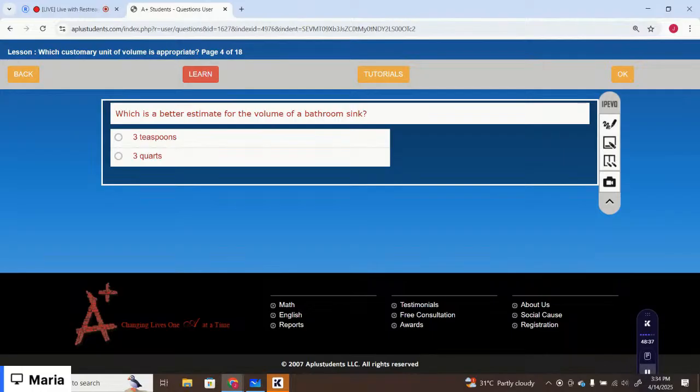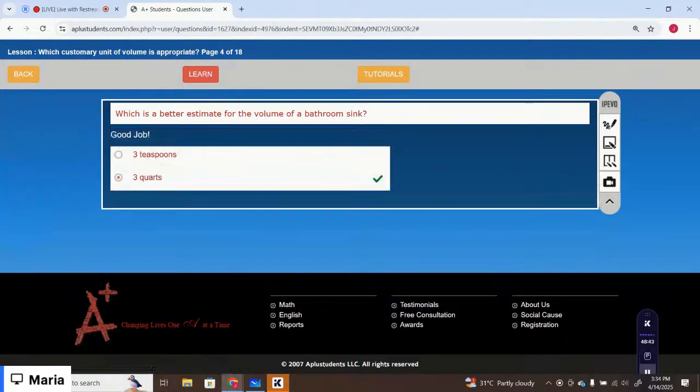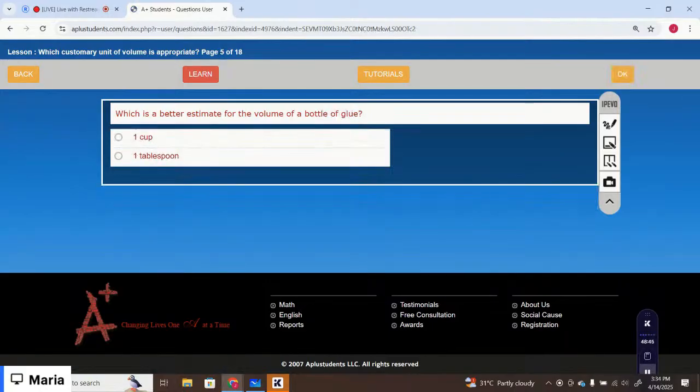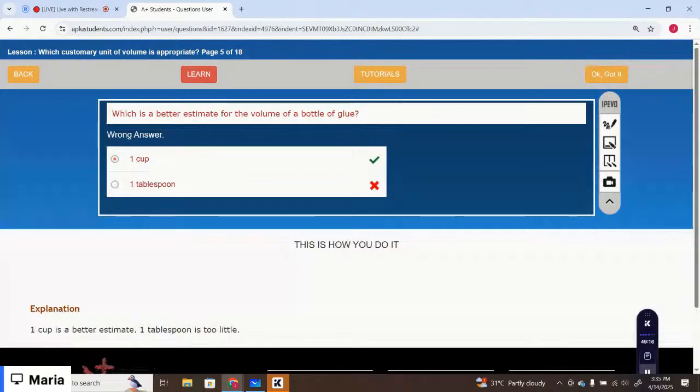The bathroom sink must be 3 quarts. Option number two is the correct option because 3 teaspoons is too little for the bathroom sink. Which is the better estimate for the volume of glue? 1 cup, 1 tablespoon. The glue is just 1 tablespoon, maybe 1 cup, if I'm not wrong. Yes, that will be 1 cup. Got it.